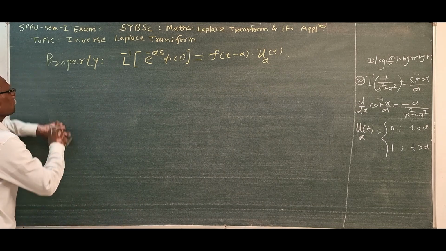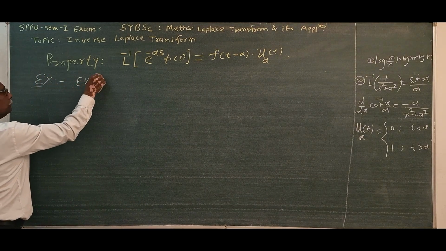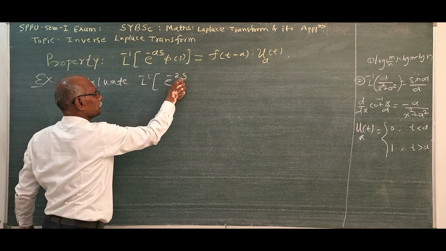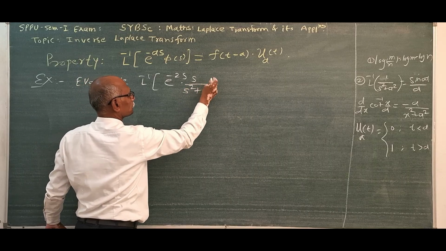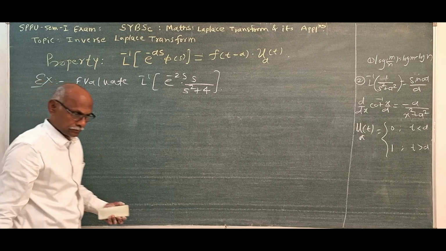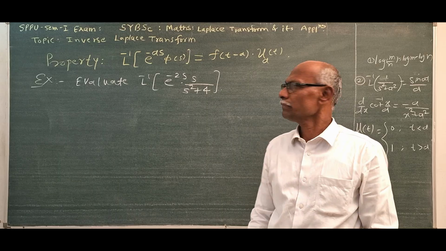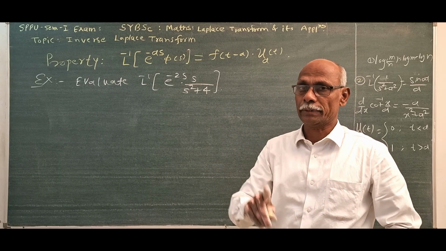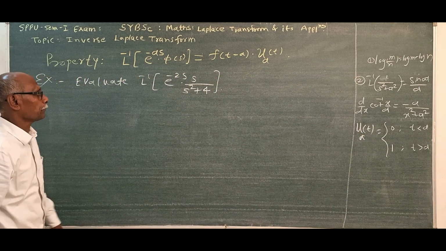So an example may be asked like this. Find or evaluate L inverse of e raised to minus 2s into s divided by s square plus 4. A problem may be asked like this. So if you are asked like this, then don't go to the previous property, the derivative property, because these are standard functions. So we don't differentiate or we don't use that property. That means the differentiation property. It's a special property called the second shifting property.